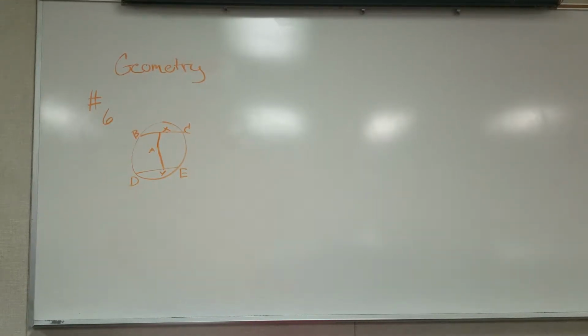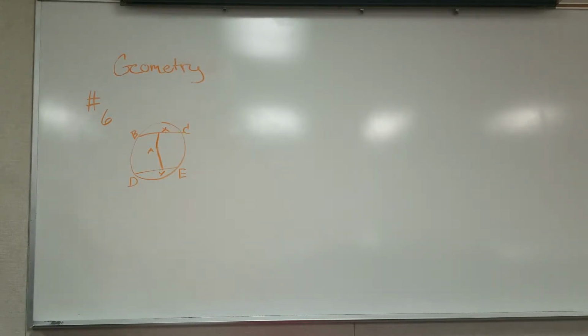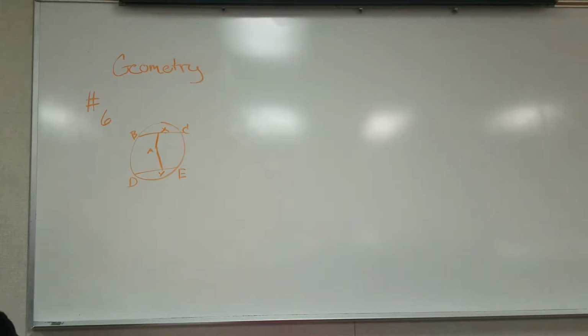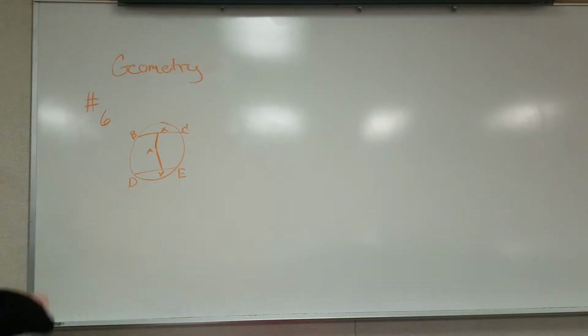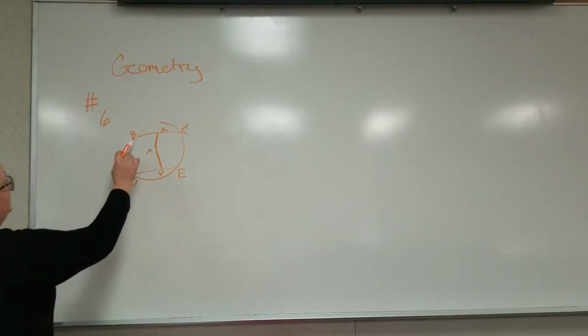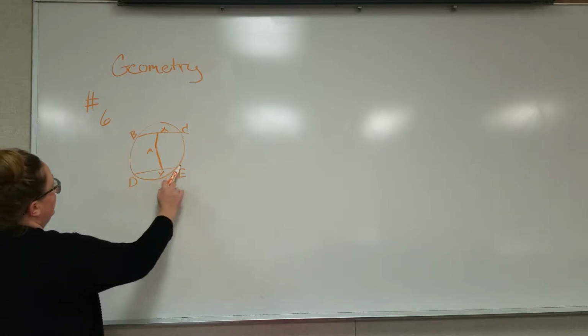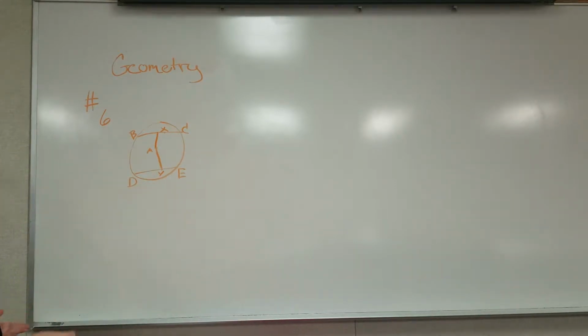Our problem number 6 is a matching. What we're talking about here is chords and arcs, right? So a chord is a line that goes through a circle. It touches it at 2 points. Okay, a tangent just hits off the edge of it, but a chord hits it at 2 points. So this is a chord, and this is a chord here. So BC is a chord, DE is a chord.